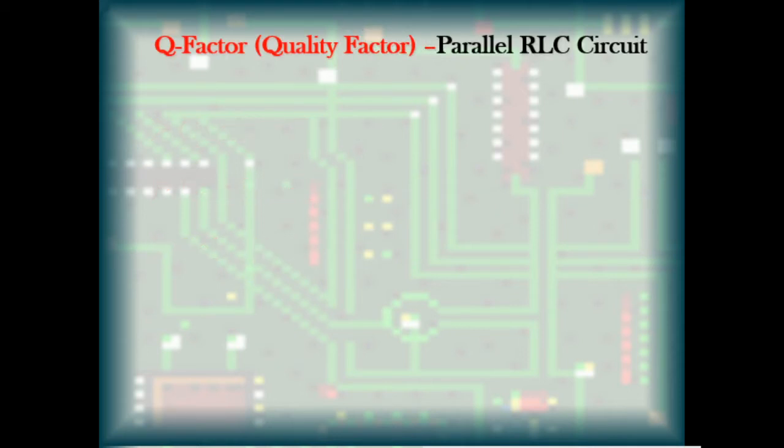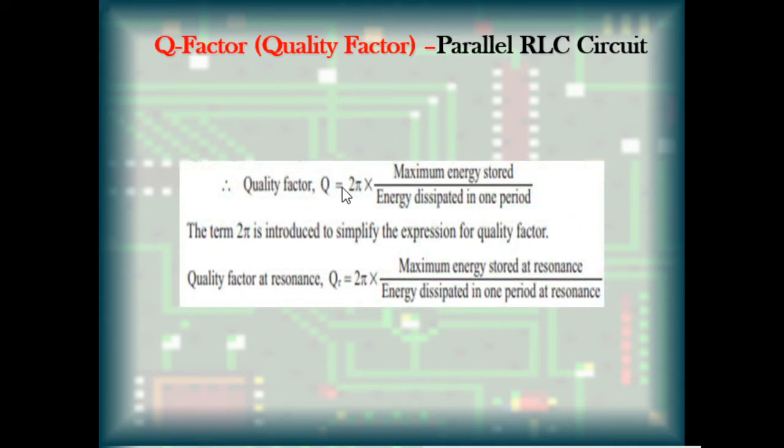First, we'll see the Q factor, or the quality factor, of a parallel RLC circuit. Q factor is defined as 2 pi times the maximum energy stored to the energy dissipated in one period. The term 2 pi is introduced to simplify the expression for quality factor. So the quality factor at resonance, that is QR, is equal to the same expression, along with that, you have to use the term at resonance. Okay, so this is the formula for calculating this quality factor.